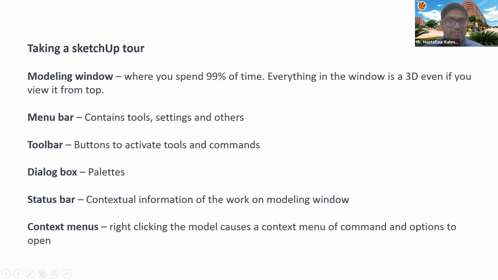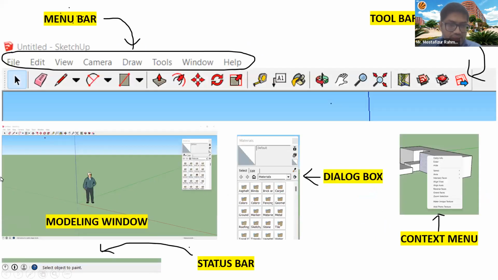If you want to understand Google SketchUp, there are some tools on the SketchUp screen. The whole SketchUp screen looks like this, and it has 3 or 4 parts. Here you can see the menu bar: file, edit, view, camera, draw, tool, window, help. And this one is called the toolbar, where you have lots of tools.